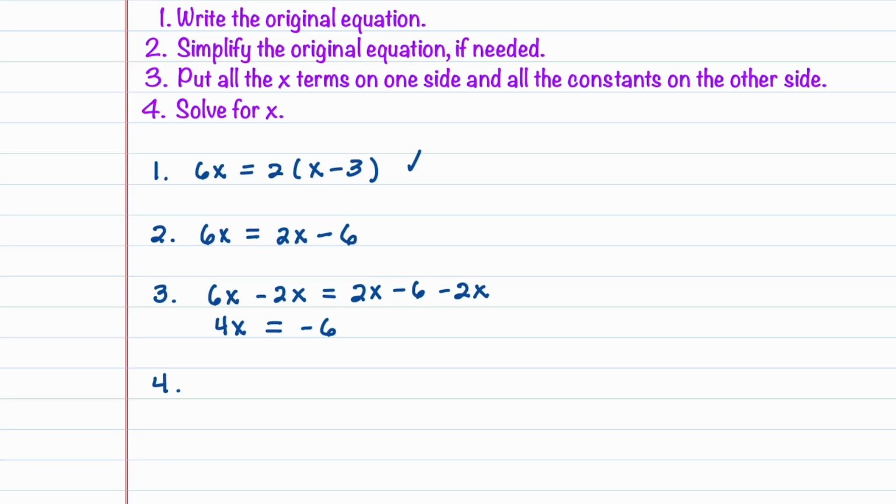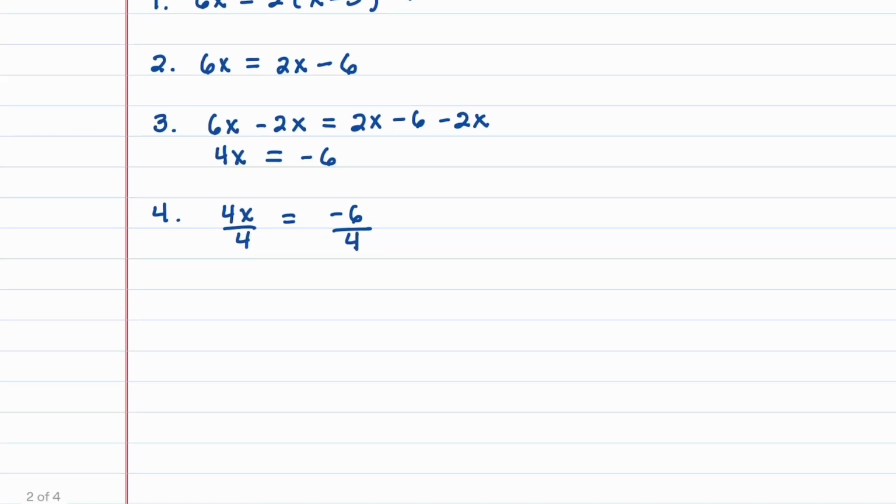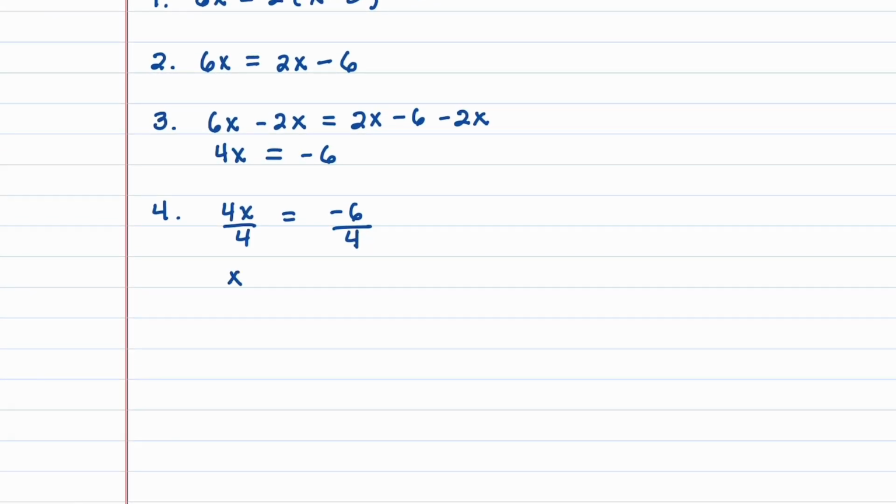To solve the equation, we're going to have to divide both sides of the equation by 4. So let's write down 4x divided by 4. And then we're also going to have to divide by 4 on the right-hand side. The 4's cancel, so we end up with x is equal to minus 6 divided by 4. Now we can actually simplify that because notice 2 goes into both 6 and 4. So we'll divide both 6 and 4 by 2, and we end up with a solution x is equal to minus 3 divided by 2.